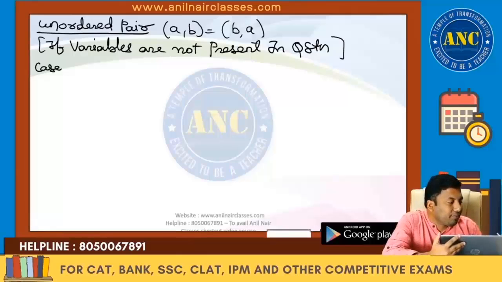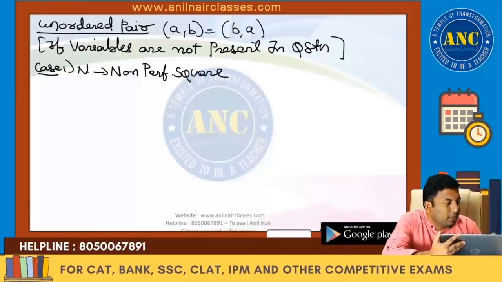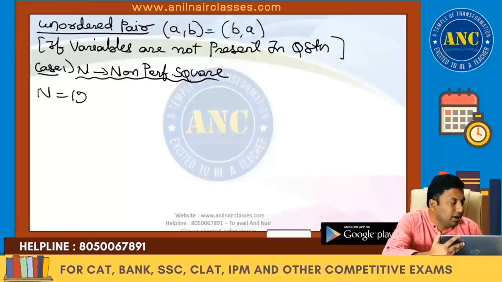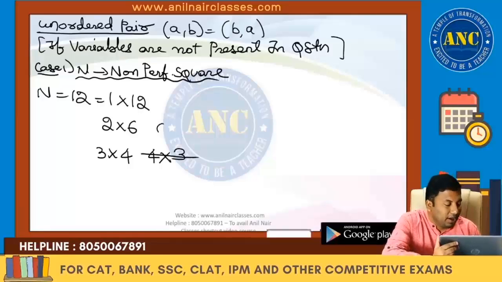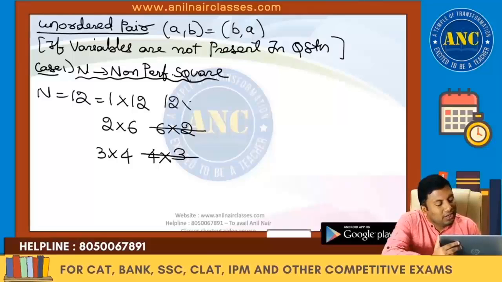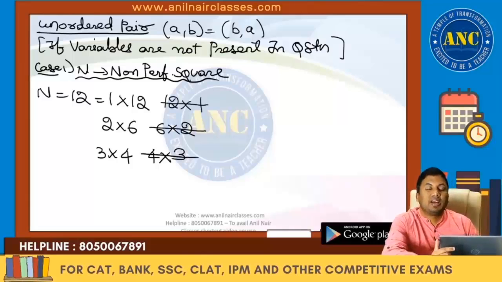Case 1: N is a non-perfect square. Let me take an example. N is 12. 1 into 12, 2 into 6, 3 into 4. 4 into 3 cannot be taken because it is an unordered pair. 6 into 2 cannot be taken, and 12 into 1 cannot be taken, because it is an unordered pair.